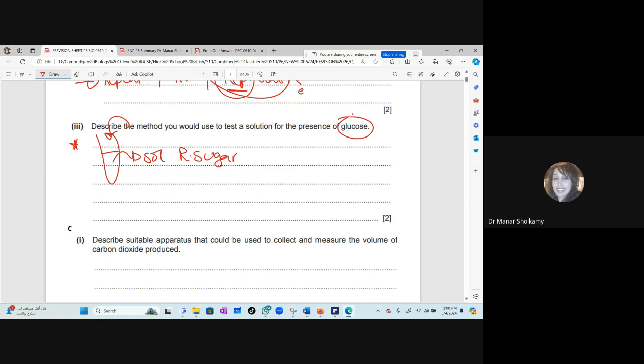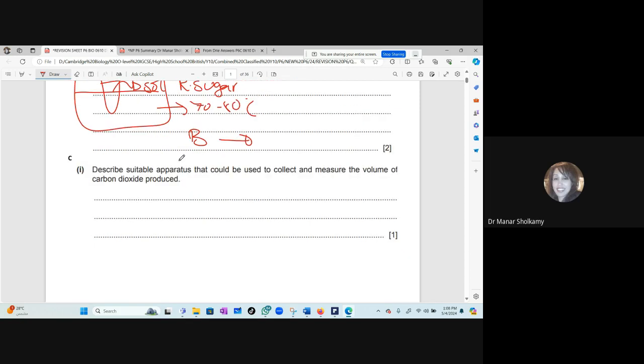I'm going to add Benedict. I'm going to heat at least till 70 to 80 degrees Celsius. And what will be the color change? What's the starting color? Blue. Blue, and the final color brick red. It will change until it finally goes to brick red. It will become green, yellow, and then orange and brick red.